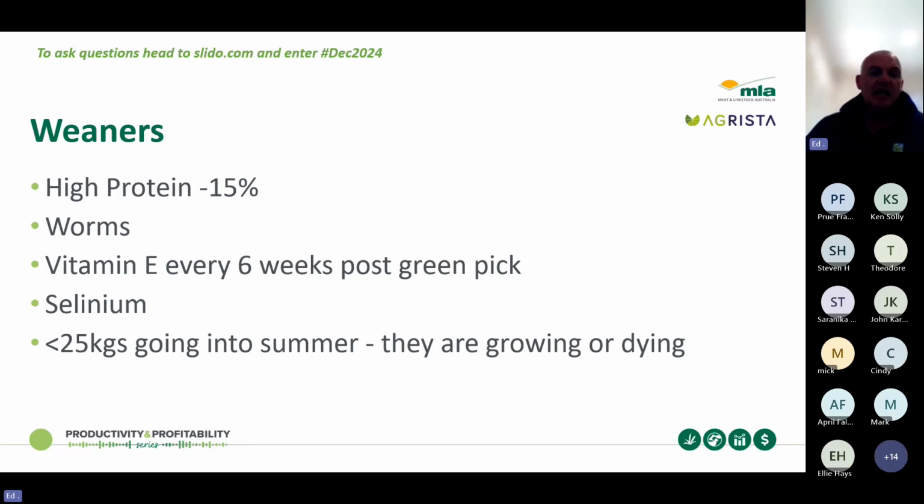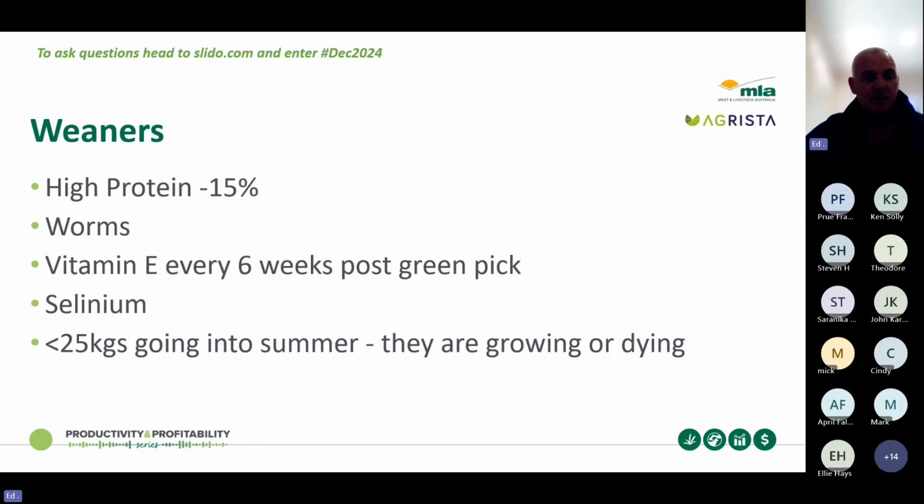Vitamin E every 6 weeks post green pick. Like last year, there was no rain from September, so there was no green pick at all. But it's pretty easy, and you can stick it on grain, or if you're drenching your sheep, you can add it in with your drench as well. So it's just a no-brainer. They need that around about every 6 weeks, and the smaller they are, the more vulnerable they'll be to that as well, from the point when the season finishes.